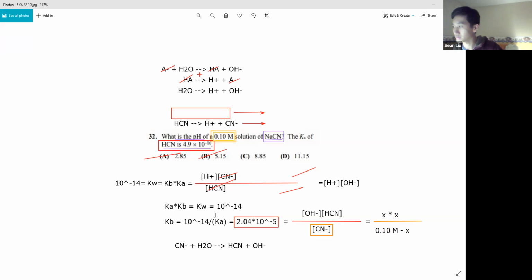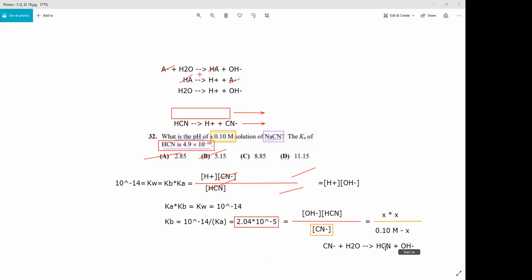All right, so what the heck did I just write? Basically, we start with 0.10 molar, right? That's how much CN minus we start out with. But it reacts, so we're going to lose some of it. If we're going to lose some of our CN minus, let me move that equation down here. We're losing some of our CN minus. What are we forming from that loss? OH minus and HCN. Yeah.